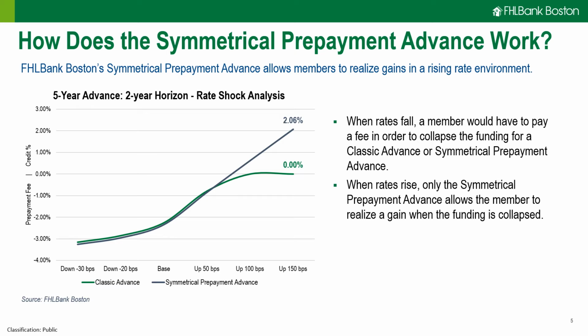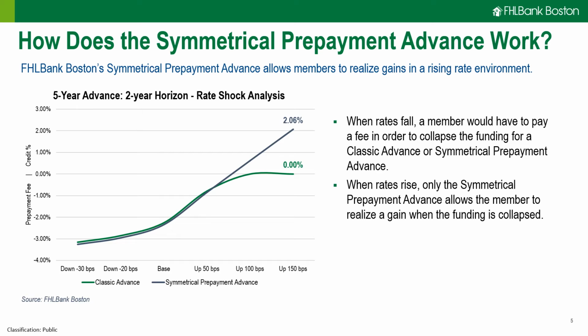So you can see on the x-axis of this chart, in a down rate environment, the classic and the symmetrical move pretty close together in terms of the prepayment fee that you would have to pay if you were going to collapse the funding. However, when you look at the up rate environments, you see the divergence in what happens with the value of that advance. With the classic, you're capped at zero. If you prepay the advance in an up 150, you prepay par, and the advance is collapsed.